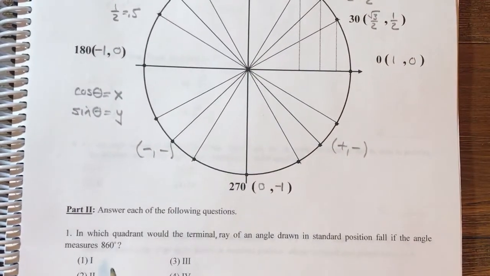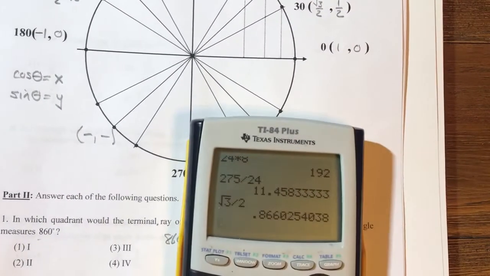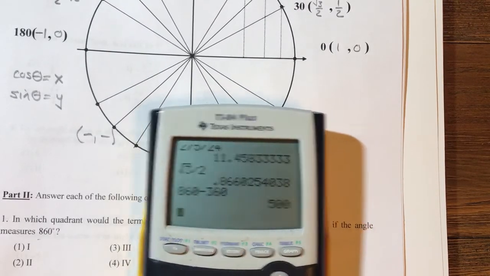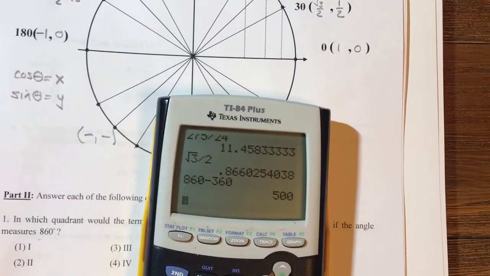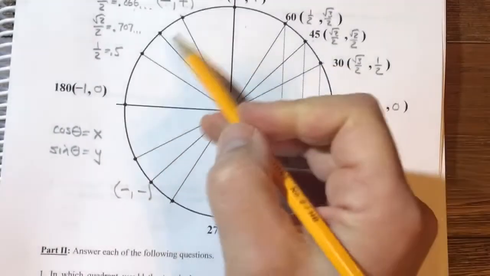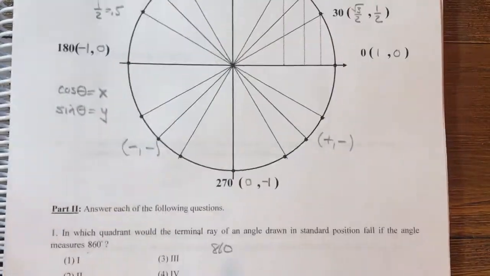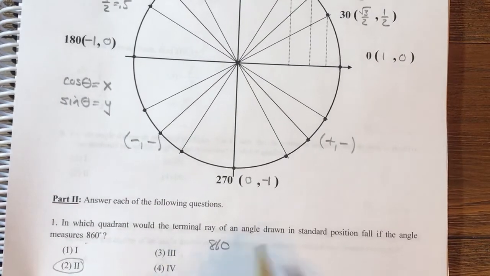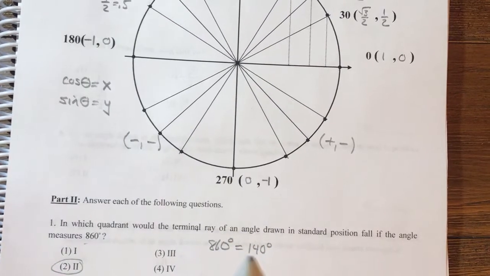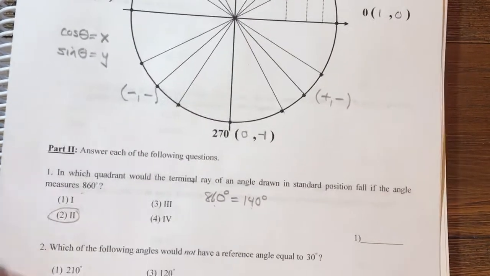And here we go. Number 1: which quadrant would I lie in if I have 860 degrees? I'm going to use my calculator to speed this up. I know I can add and subtract 360. If I subtract 360, I get a 500 degree angle. I think I'll subtract 360 again, make sure I understand this. 140 degrees. Where does that land me? Somewhere in quadrant 2. Easy question. So this is basically the same as 140 degrees. They terminate in the same place. I don't want to say they're equal, but they terminate in the same place.